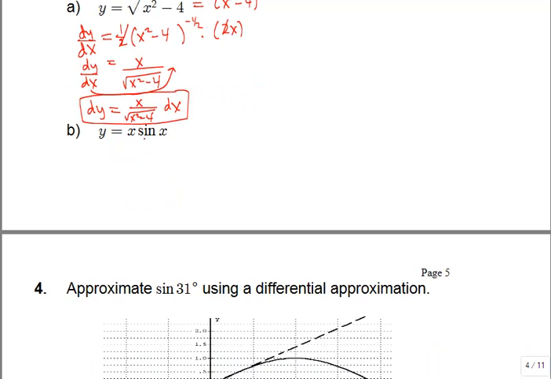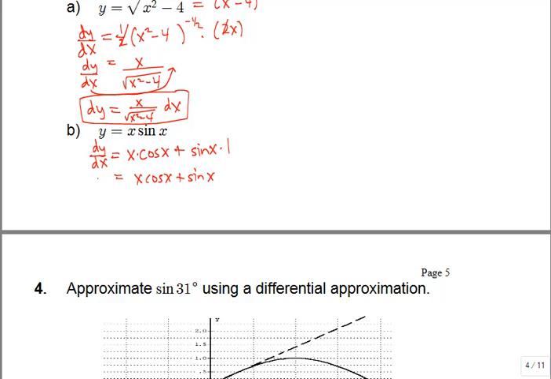y equals x sine x. So let's start with finding dy/dx. And in order to do this derivative, you need to use the product rule, because this is x times sine of x. So we're going to do the first function, which is x, times the derivative of the second, which is cosine, plus the second times the derivative of the first, which is 1. And that's just going to be x cosine x plus sine x.